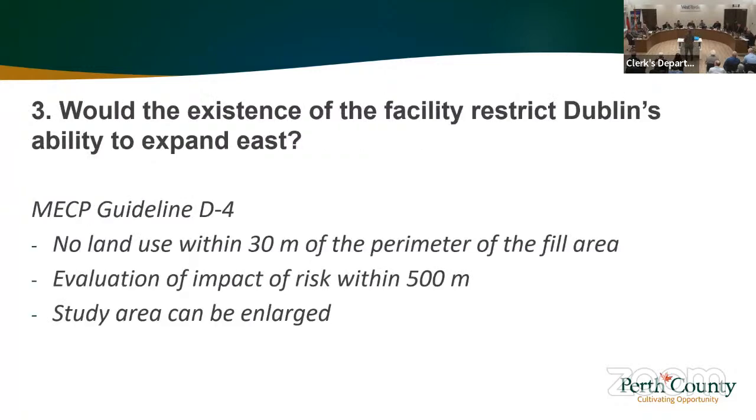The next slide. With the existence of the facility, Dublin's ability to expand to the east was another question raised at the October 17th meeting. And the answer to this question is that there is a reciprocal setback required, or an additional guideline, let's say, that would be required at the time that Dublin was proposed to expand within 500 meters of the site, that there would be requirements by the developer to consider the impact of the biosolids storage facility on any development in that area.